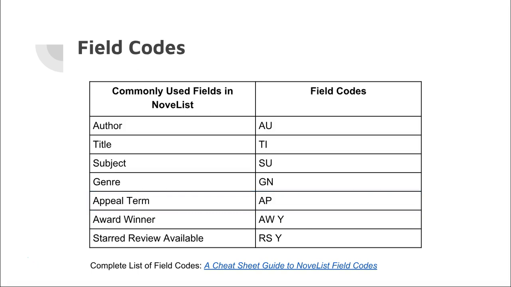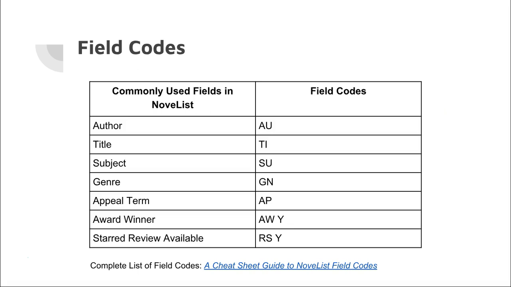We can combine any of these field codes using Boolean operators and, or, and not. What is most important here is that all field codes and Boolean operators must be capitalized in order for the NoveList system to interpret them properly. At the bottom of this page is a link to a complete list of all field codes used in NoveList. Be sure to check it when doing a search.